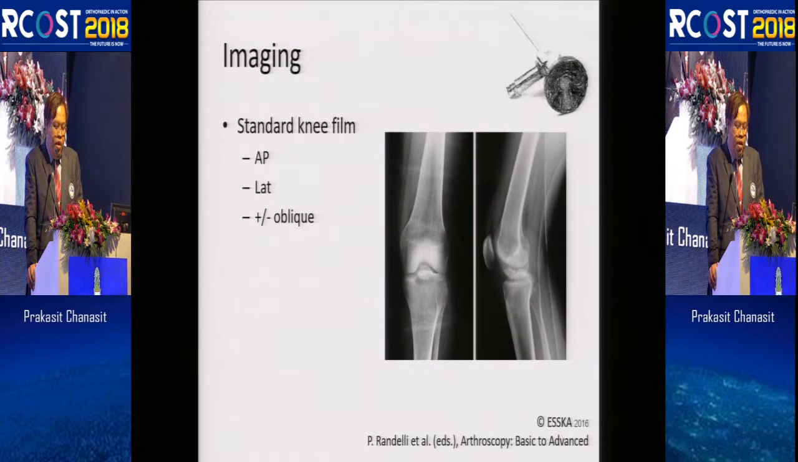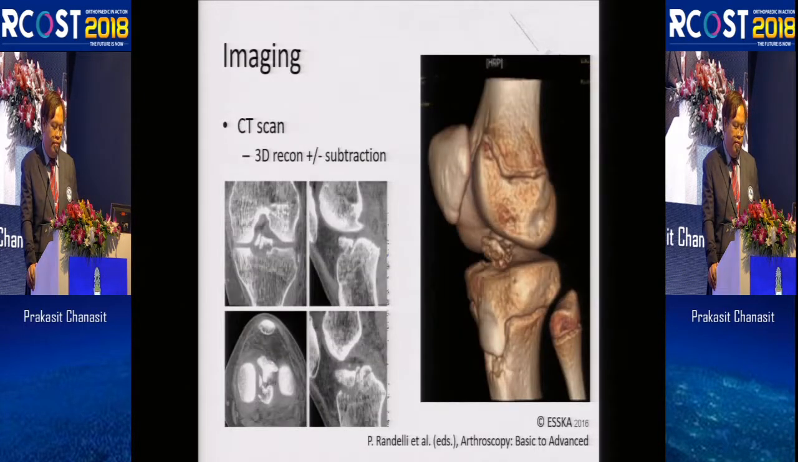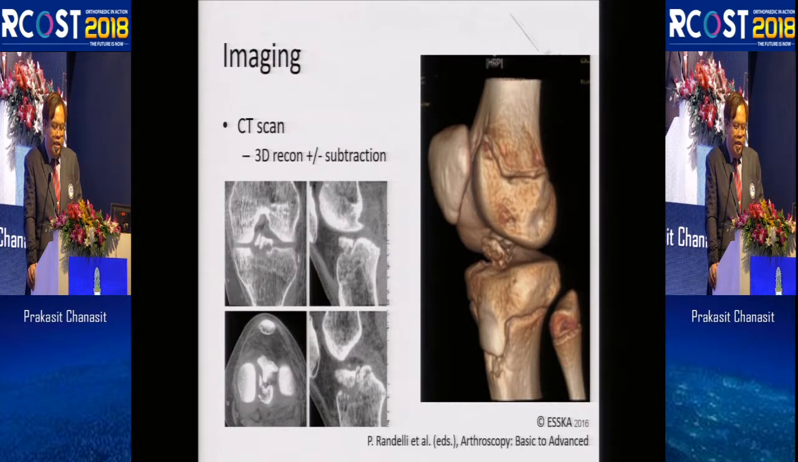For imaging, we send the standard knee film, including AP and lateral, or maybe sometimes oblique. The AP and lateral alone is not complete. The CT scan and CT reconstruction or subtraction is beneficial for the treatment.